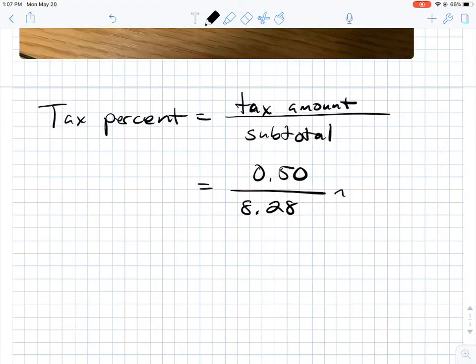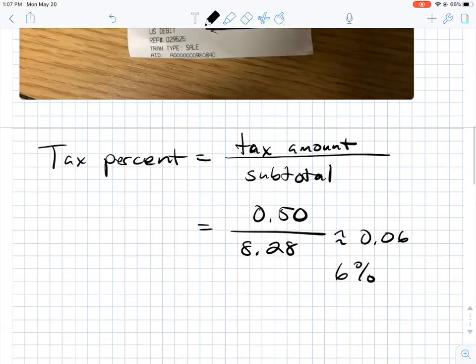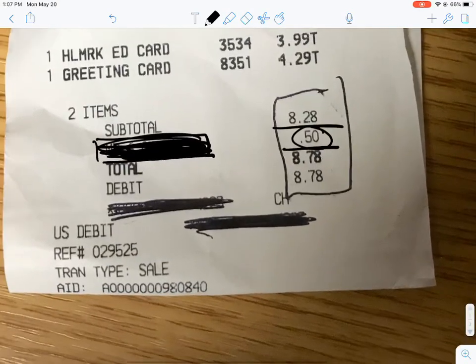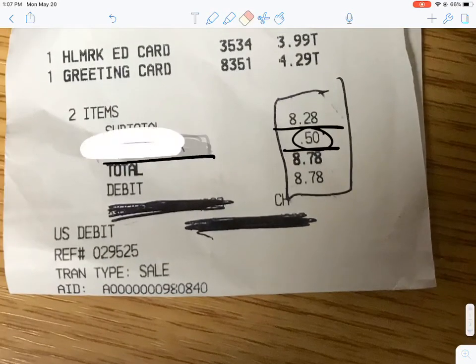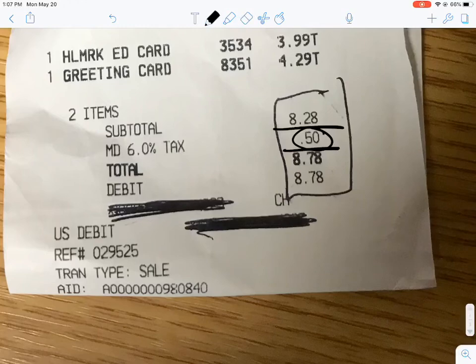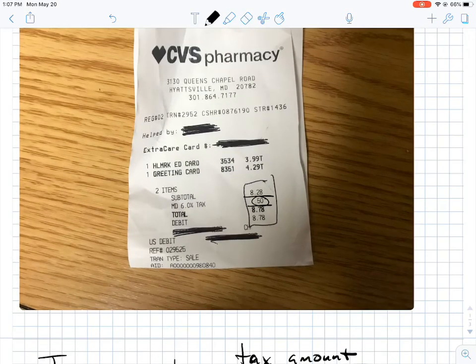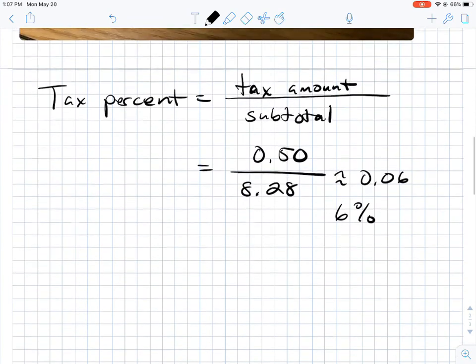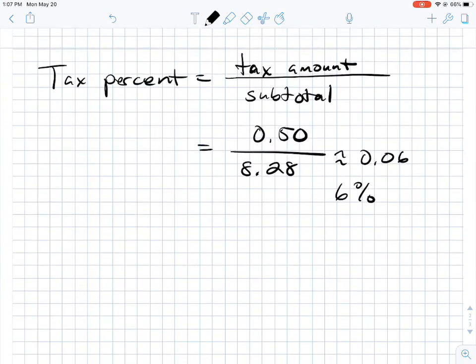So it's going to be approximately 6%, since you did see all of the other numbers there. So that was what the tax receipt said. As you can see, 6%. That is 6% tax in Maryland. Yes, I did go out to Maryland, and I bought a couple of cards, but there you go.